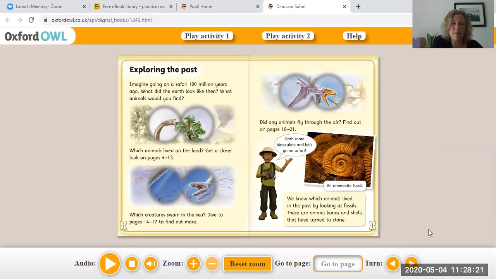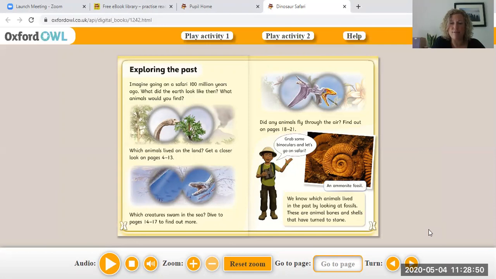Exploring the past. Imagine going on a safari 100 million years ago. What did the earth look like then? What animals would you find? Which animals lived on the land? Get a closer look on pages 4 to 13. Which creatures swam in the sea? Dive to pages 14 to 17 to find out more. Did any animals fly through the air? Find out on pages 18 to 21. Grab some binoculars and let's go on safari.